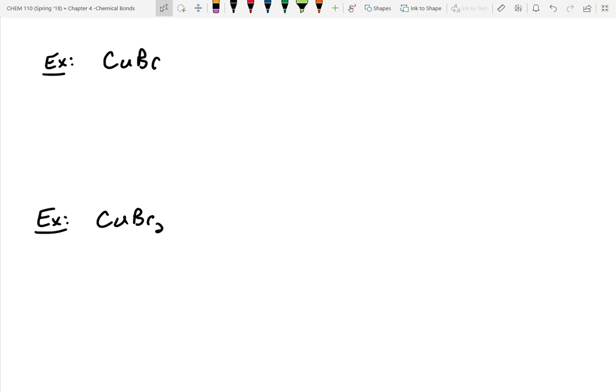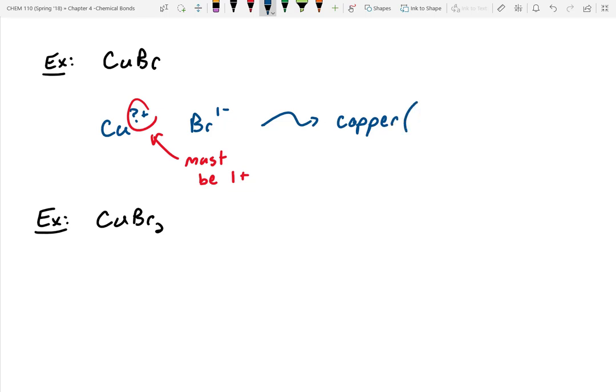All right, let's try this as a class. So for example, copper is a transition metal. We don't know what charge it has, but we know we have 1 bromine. And what charge does bromine have? 1 negative. Okay, that means that the copper must be what? Yeah, so it must be +1. Okay, that means that when we name it, it must be copper 1 bromide.